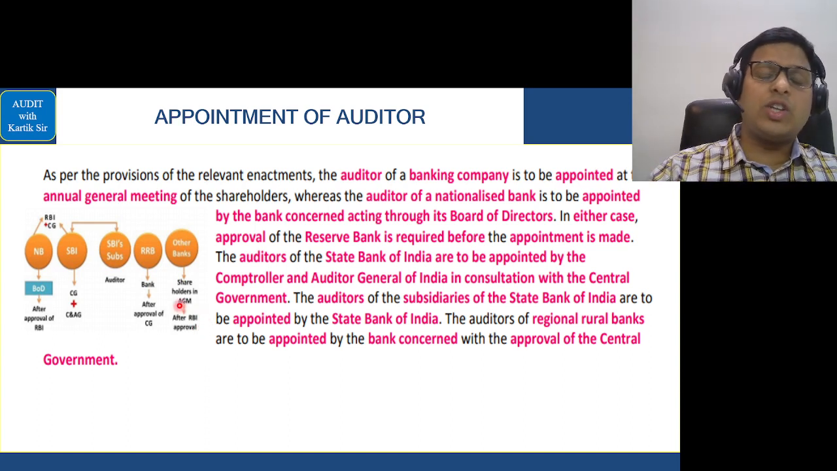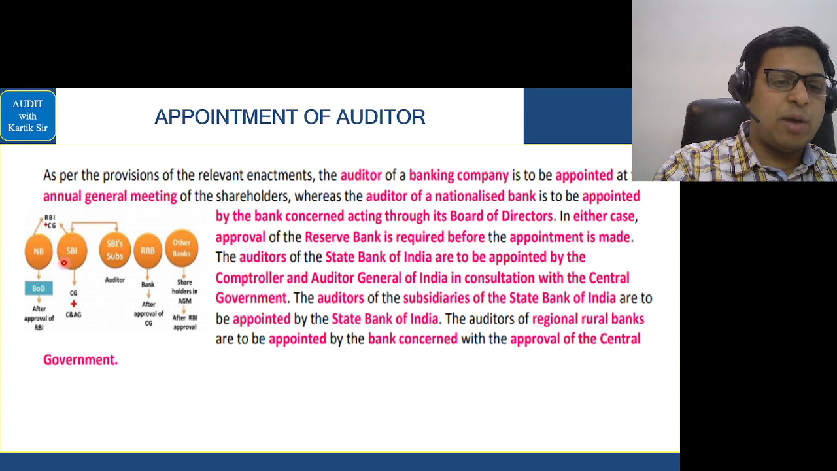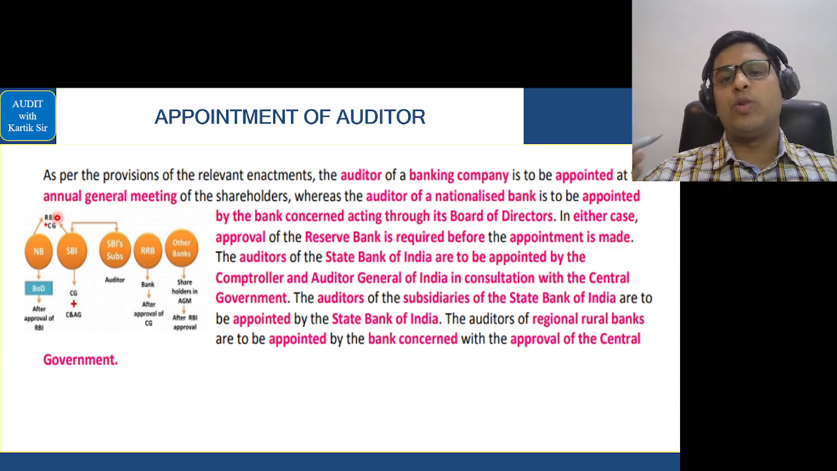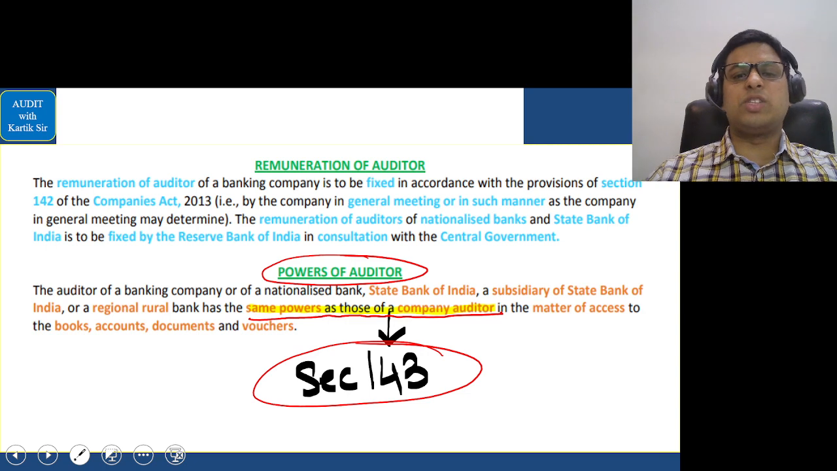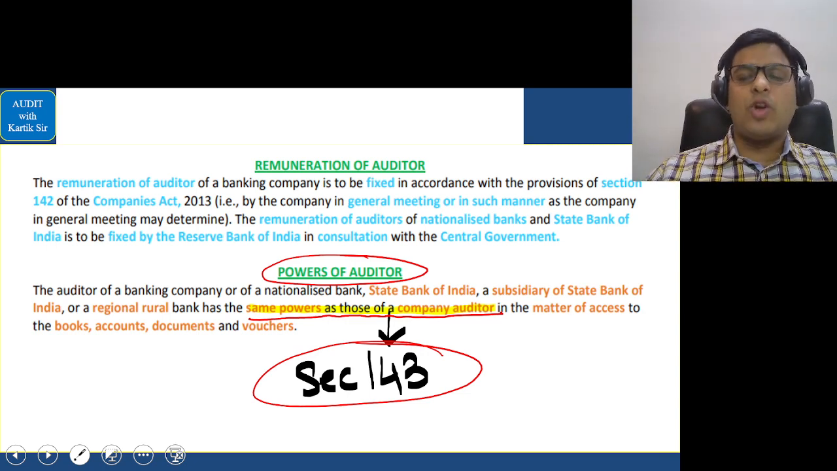The remuneration of the auditor of the nationalized banks and State Bank of India is finalized by RBI in consultation with CG. So RBI will speak to the central government. Let's go further. Remuneration of auditor for other banks is the same as normal, so it is fixed by the general meeting of the bank. Powers of the auditor remain the same.